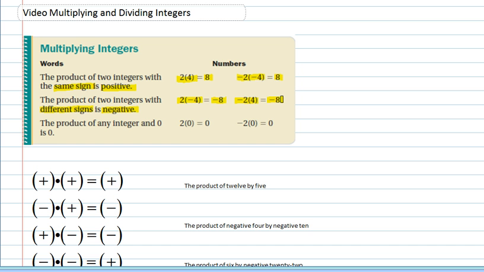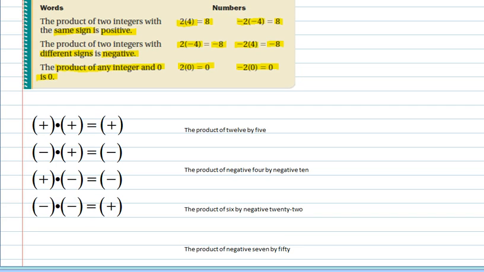And the other rule that has to do with multiplying integers is the product of any integer and 0 is always 0. So 2 times 0 is 0. Or even negative 2 times 0 is 0. Remember, 0 is neither negative nor positive.